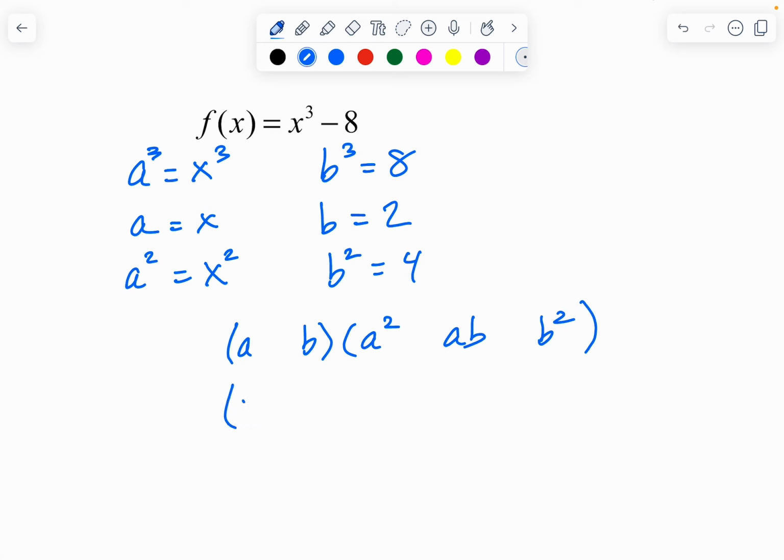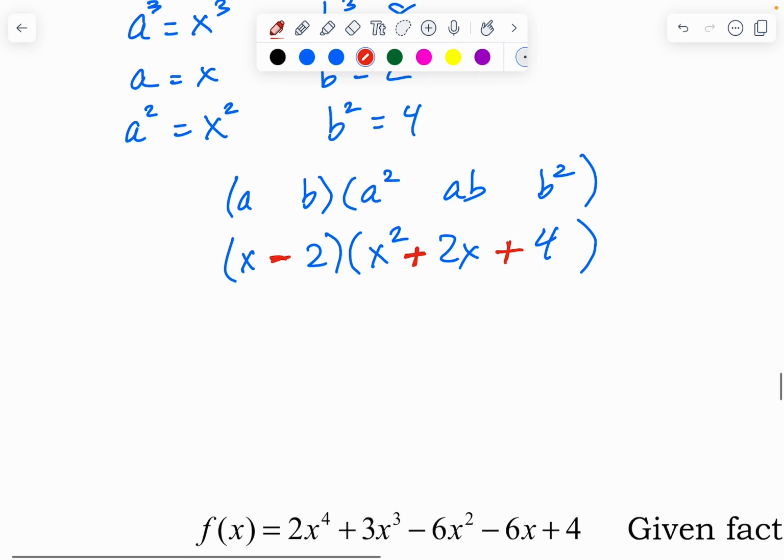So now I look back up. What was a? It was x. What was b? It was 2. A squared was x squared. AB is going to be x times 2, or 2x. And then b squared is 4. And now my sign is the same. This had been a minus, so this is the opposite, a plus, always positive. Okay, so now we have found one of our zeros, and that's x is equal to 2.